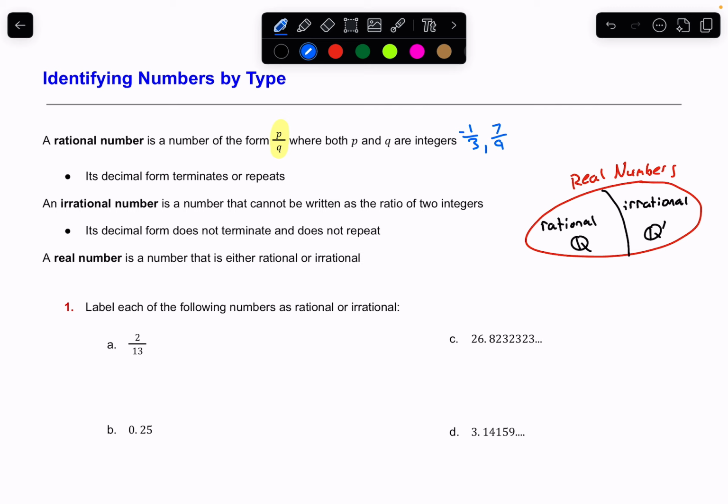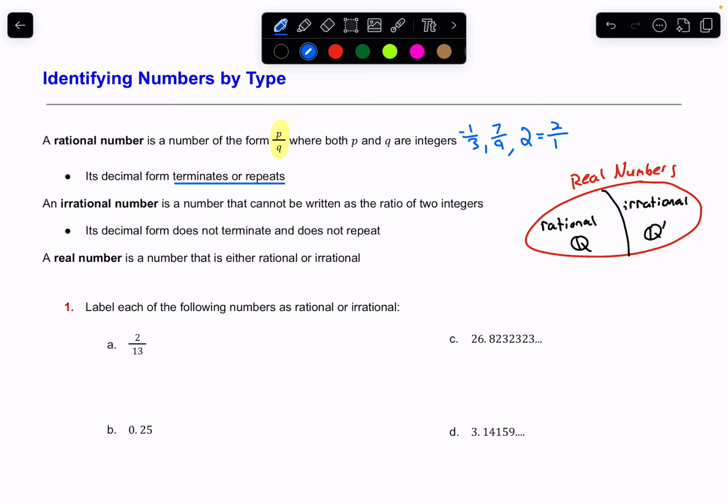And then something that might not seem like it fits this description: if I have positive 2, or any whole number, this is the same thing as positive 2 over 1, and so I can rewrite any whole number as a fraction, and then I can make it fit that definition of a rational number. All right, and then if we see these numbers as decimals, they are going to terminate or they're going to repeat.